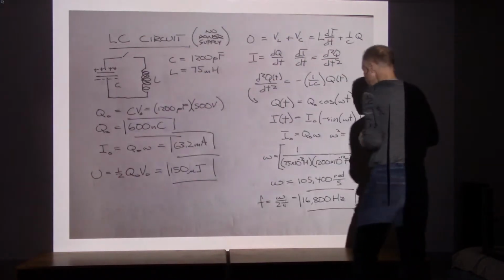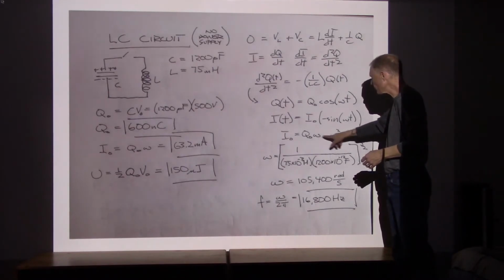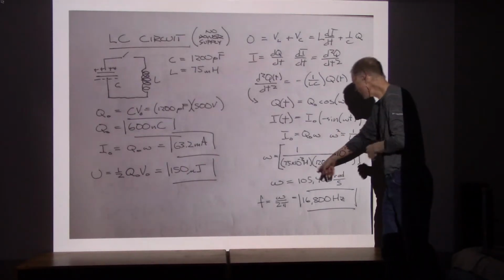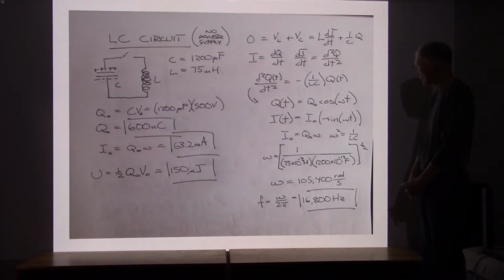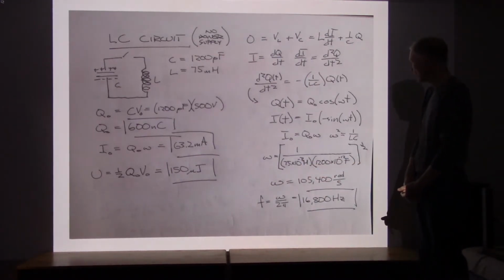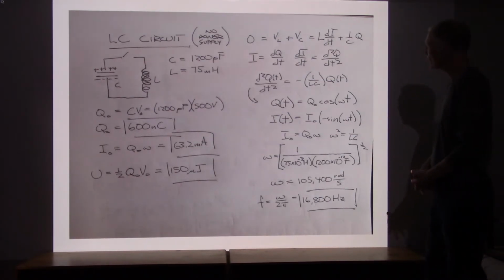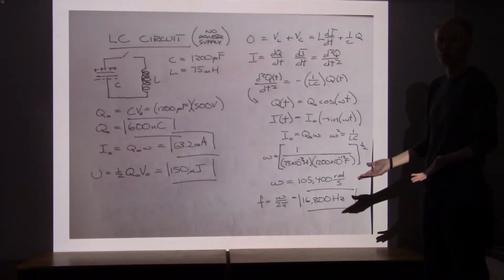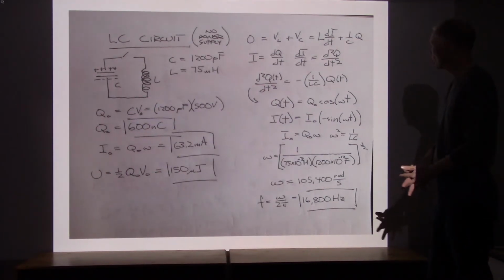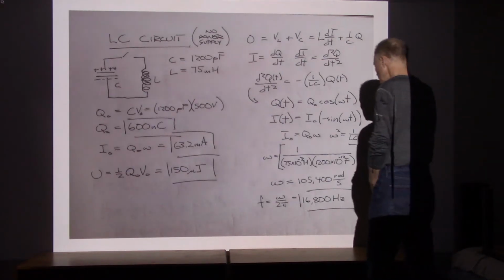Now, let's plug the numbers in and see what we get. For omega, the frequency in terms of radians, that came in around 105,000 radians per second, and the frequency came in at 16,800 hertz. Again, check all these numbers. If you find any errors, let me know right away. Let me know if there are any numerical errors that you have found in any of these example problems.